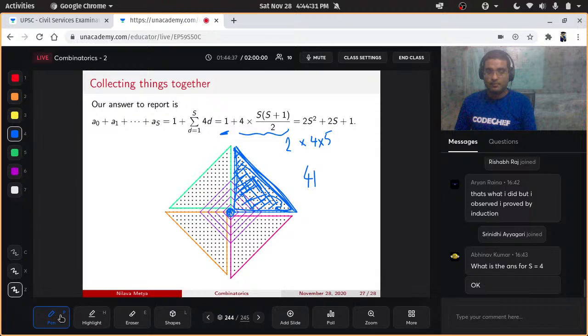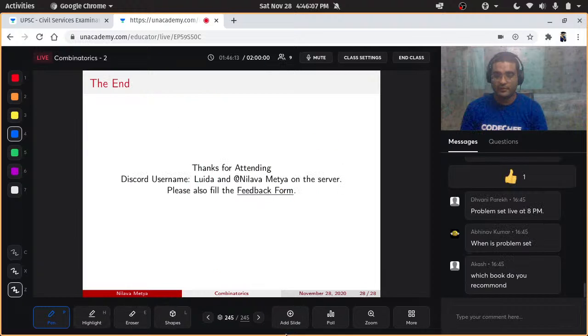I will give my book recommendations in my third lecture. But for now, I will say practice Art and Craft of Problem Solving. It's a book called Art and Craft of Problem Solving by Paul Zeitz. Over there, you can look at the Combinatorics chapter where there is the counting part of Combinatorics, and maybe practice from there.